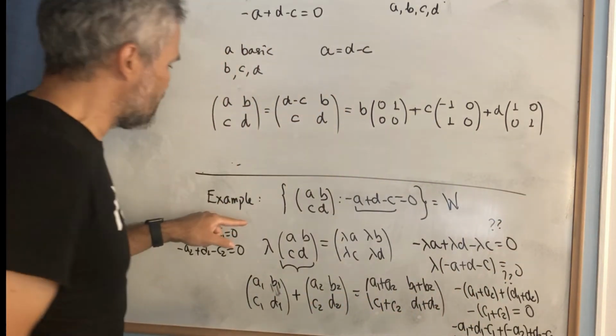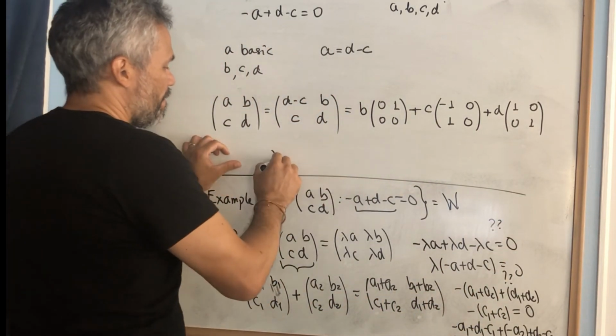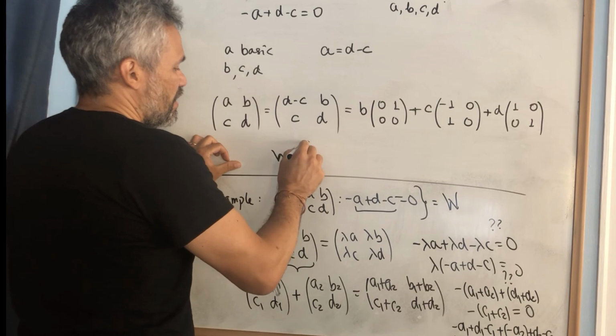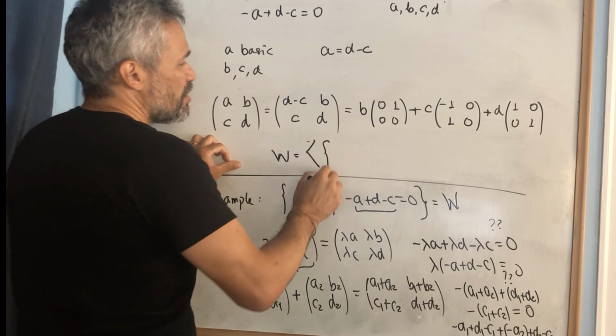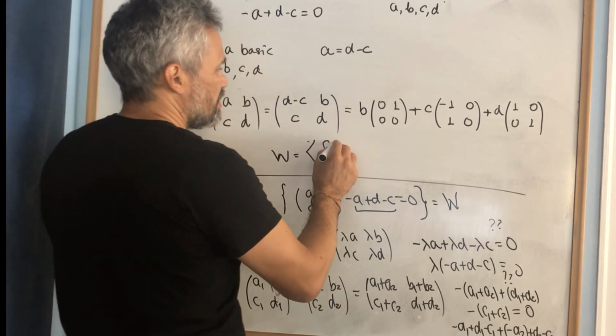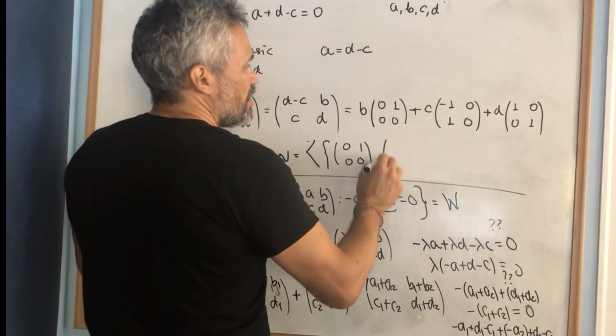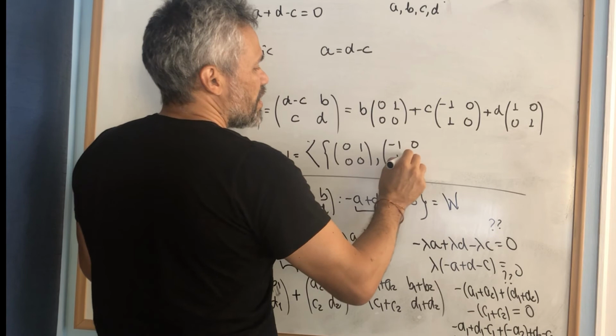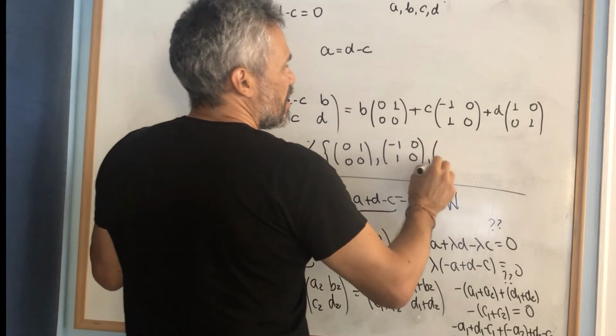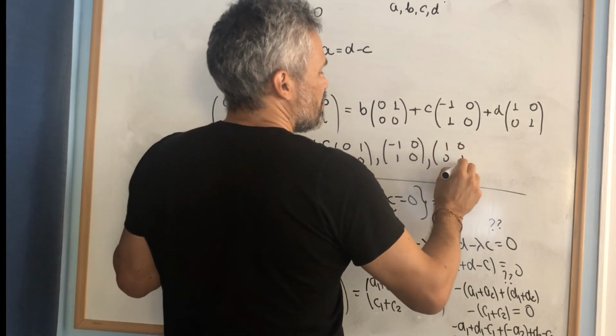And that means that this space W can be written as the span of these three matrices: 0, 1, 0, 0; negative 1, 0, 1, 0; and 1, 0, 0, 1.